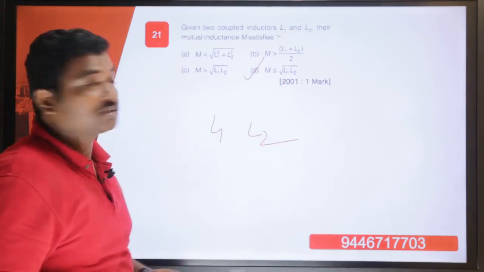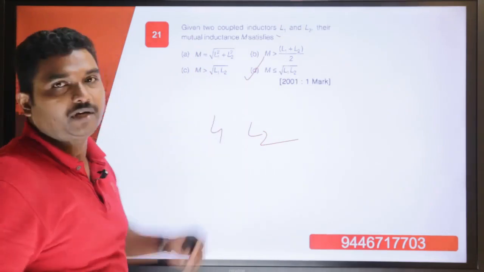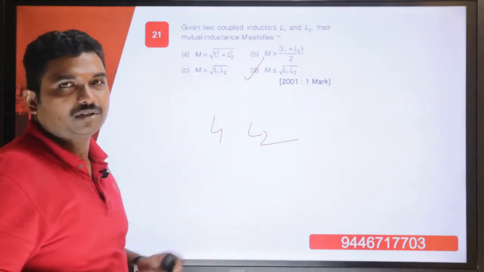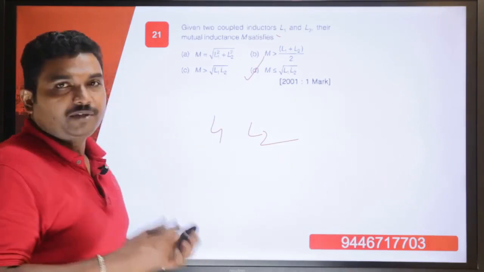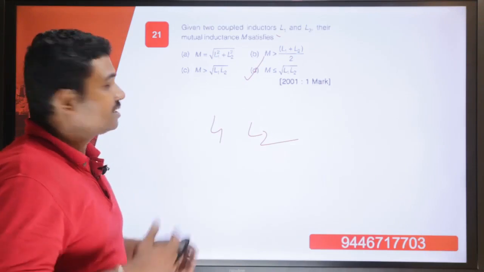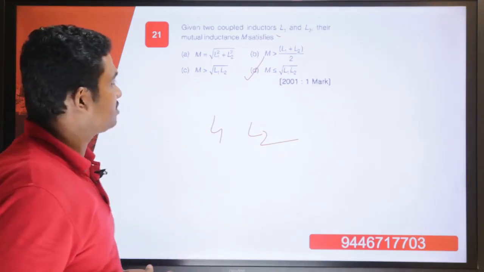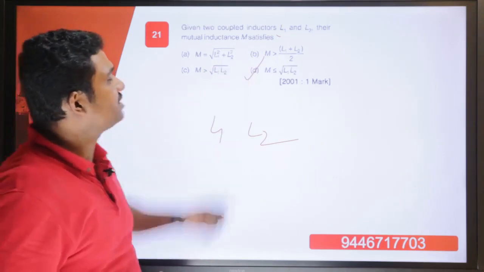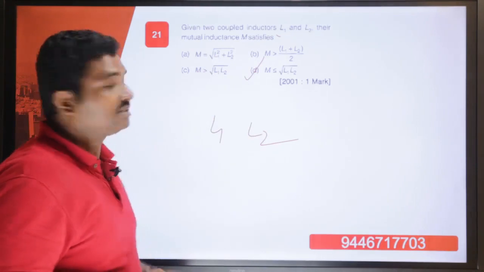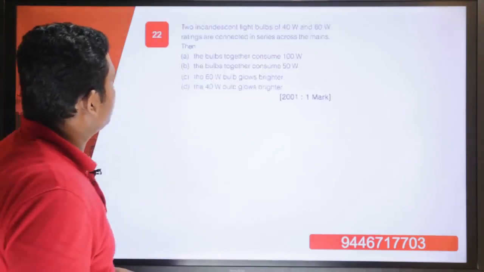You have to remember these kinds of questions, because for other public sector examinations, this kind of question will directly come, because it is a theoretical question which depends only on the simple equation. So as many questions as we practice, we have to remember the patterns of these questions, so that even if a slight difference comes in our examination, we will still be able to answer it. So when two coupled coils L1 and L2 are given, their mutual inductance M is less than or equal to root L1 L2. Now moving into question number 22.